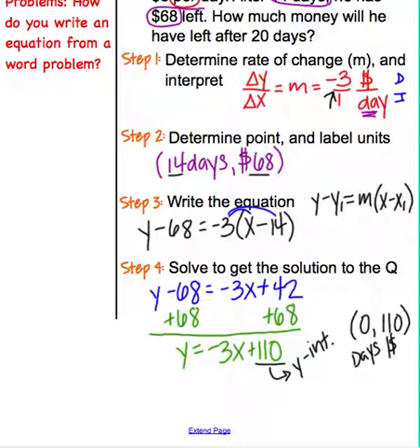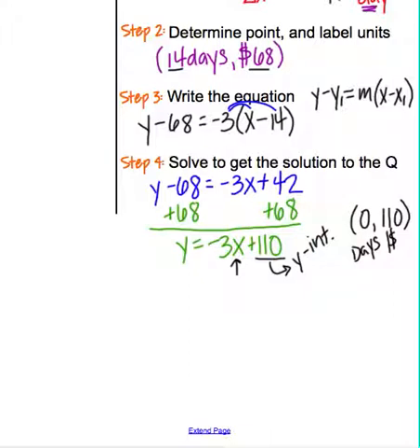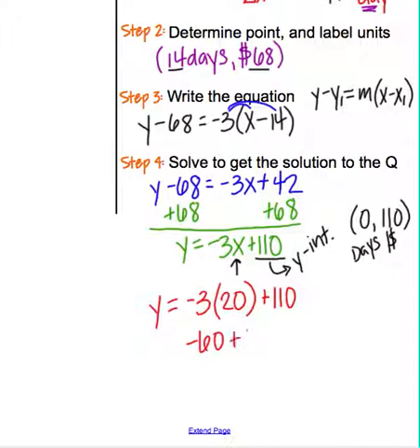Now I realize that that doesn't really answer our question, so now we're going to go ahead and answer our question. We said that our days is our x, so we're going to put in 20 right here. So we've got y, which is our amount of money. It's going to be -3 times 20 days plus $110. Well, -3 times 20 is -60 plus $110, and -60 plus 110 is going to be a positive $50, which means that at the end of 20 days, he will still have $50 remaining.